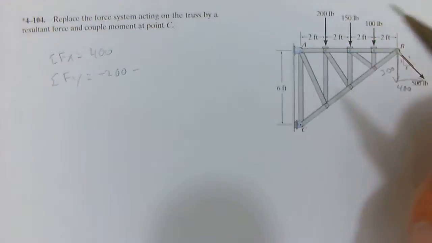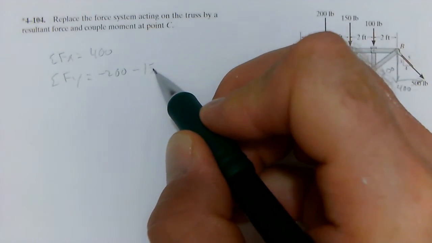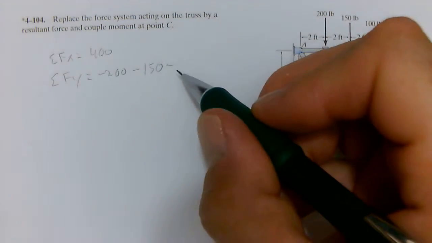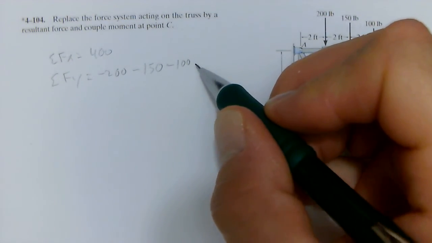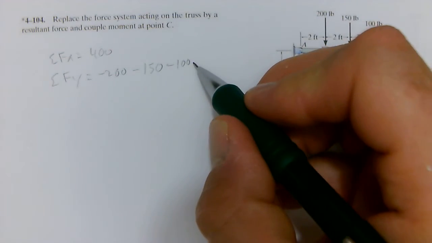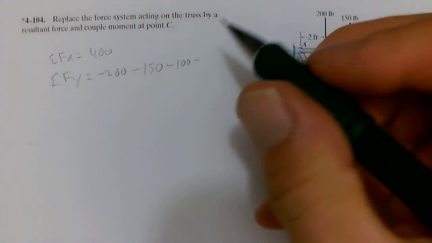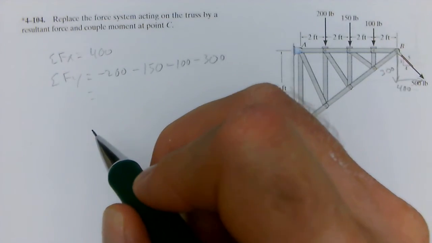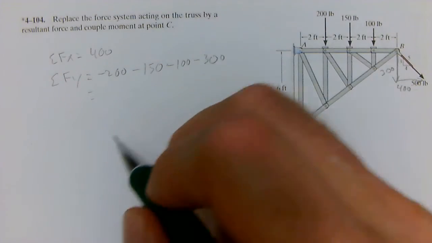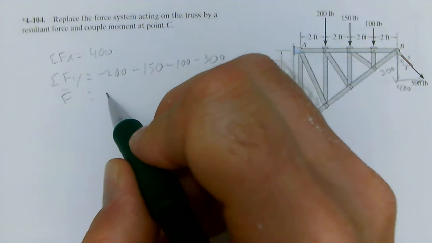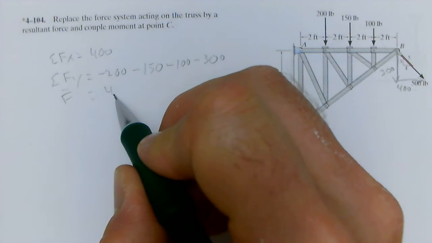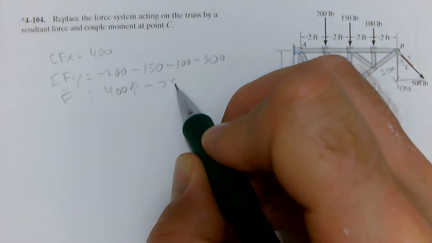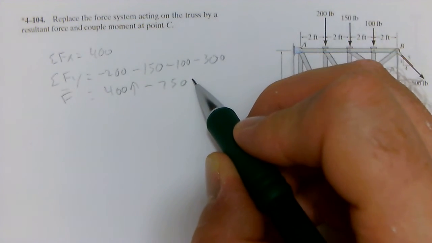Now I'm doing negative 200 right now. Eventually, you're going to switch to positive is down because, well, I was a civil engineer and most of the forces are down. So 300 down. We sum all that up and we get the force vector to be 400 in the I and negative 750 in the J.